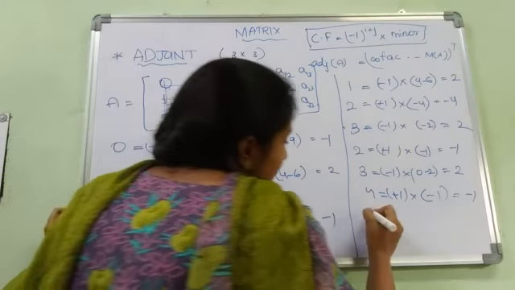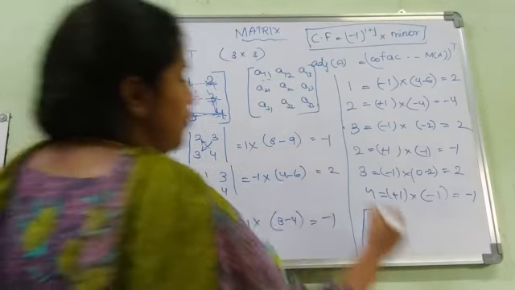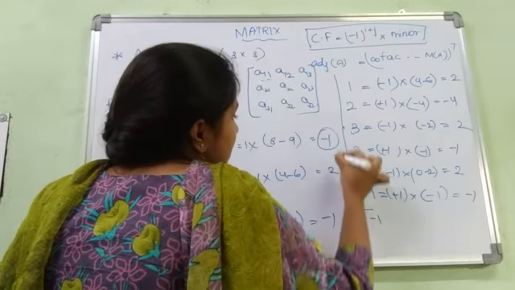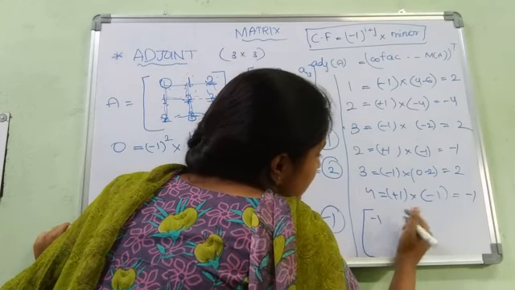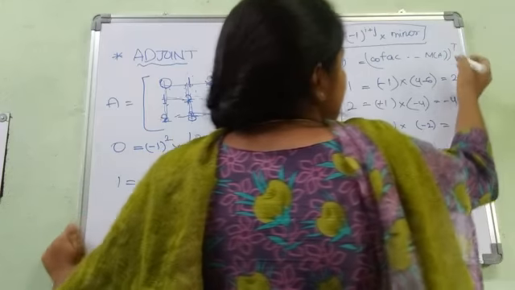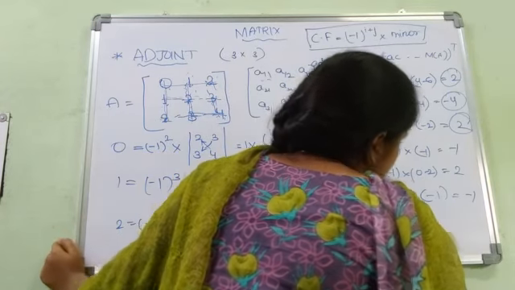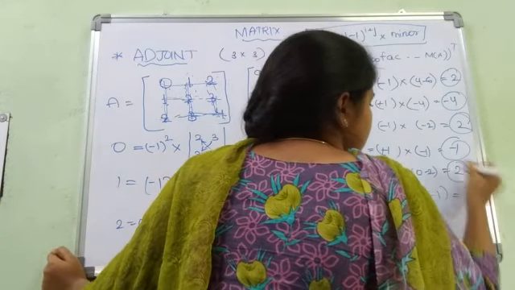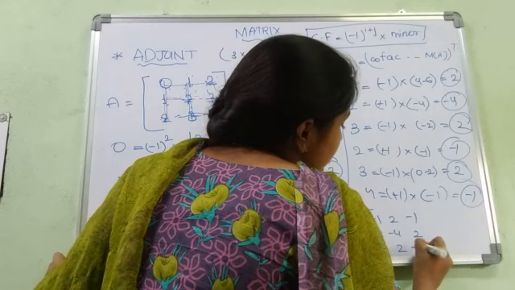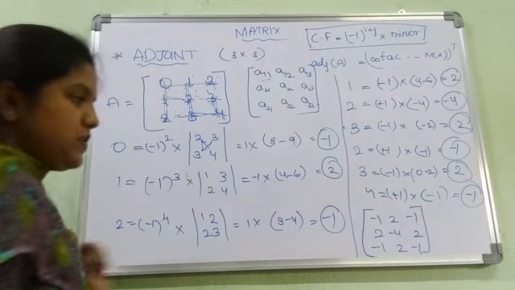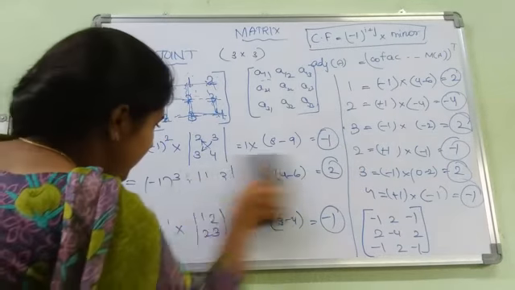Now make them in a matrix. Minus 1, 2, minus 1. Next, 2, minus 4, 2. Then minus 1, 2, minus 1. You are able to see, I think. This is the respective matrix. Just wait a minute, I'll explain it very clearly.